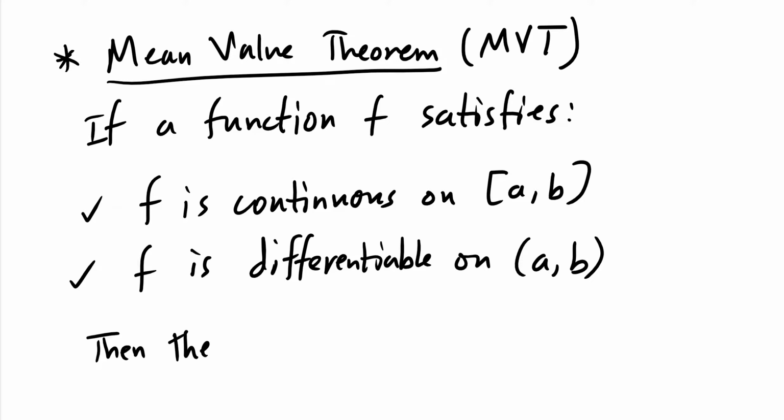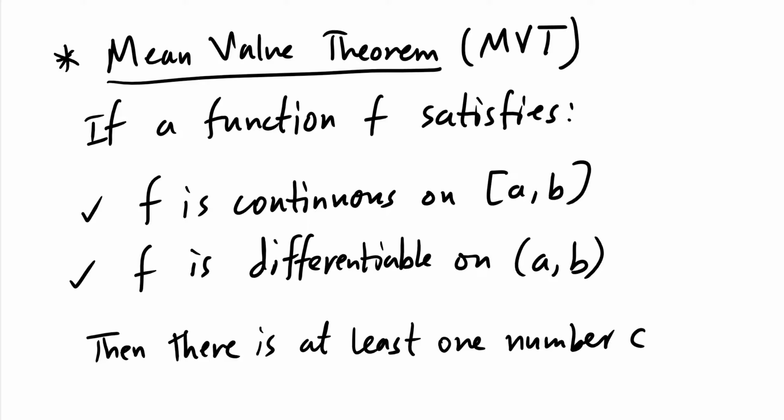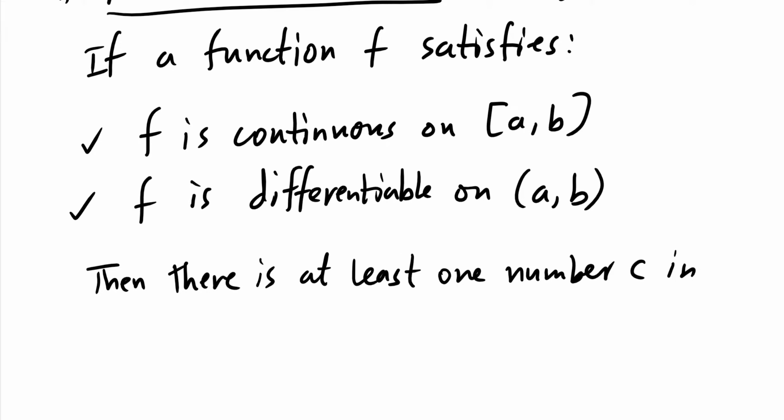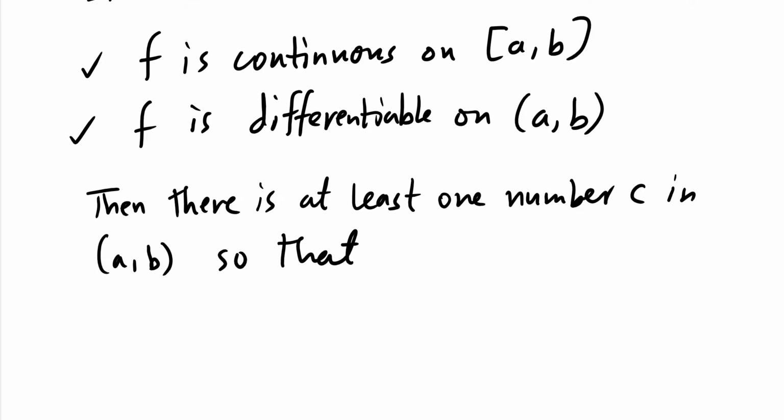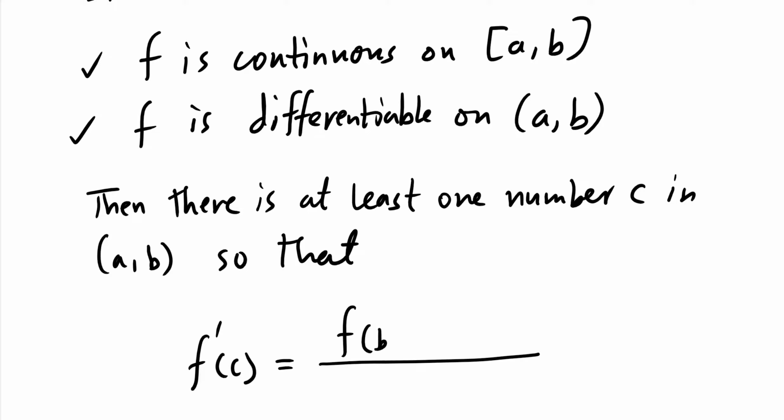If these two conditions are met, then there is at least one number c in the interval a, b so that f prime at c, like the slope of the tangent line at c, equals f of b minus f of a over b minus a.